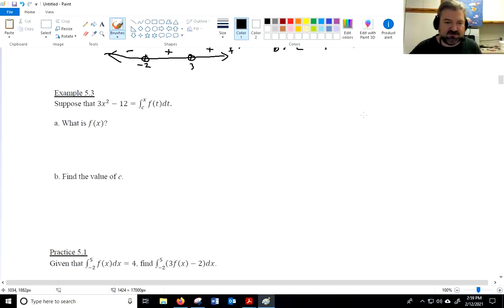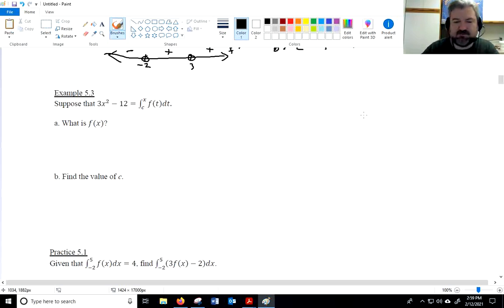All right, let's try the next one. Suppose that 3x squared minus 12 equals the integral from c to x of f of t dt. Oh yes, this is an interesting problem. What is f of x? Okay, so we need to find out what f of x is.